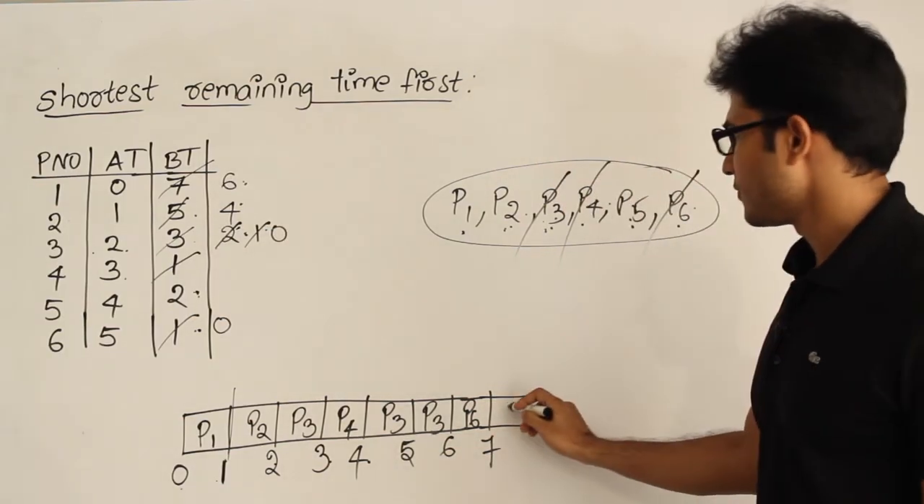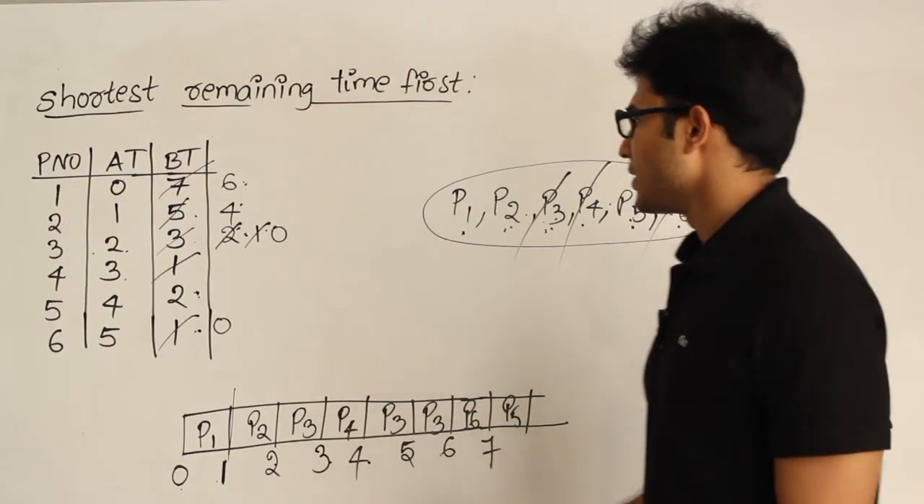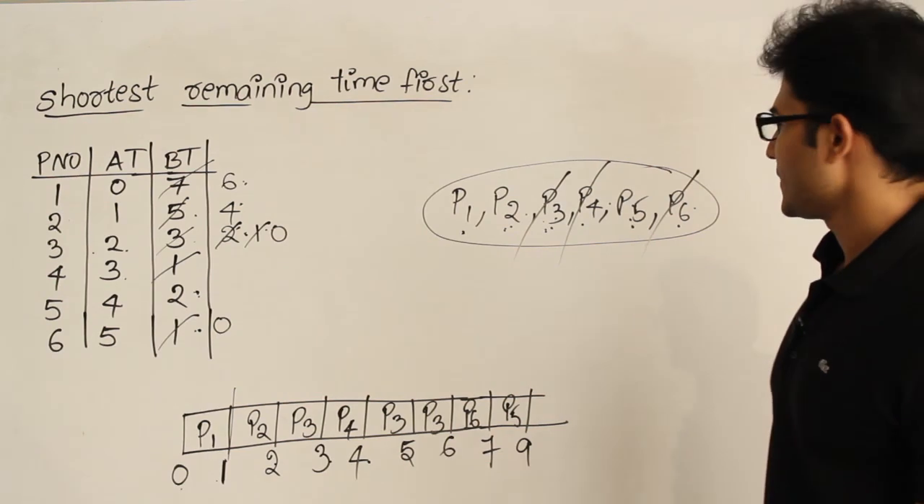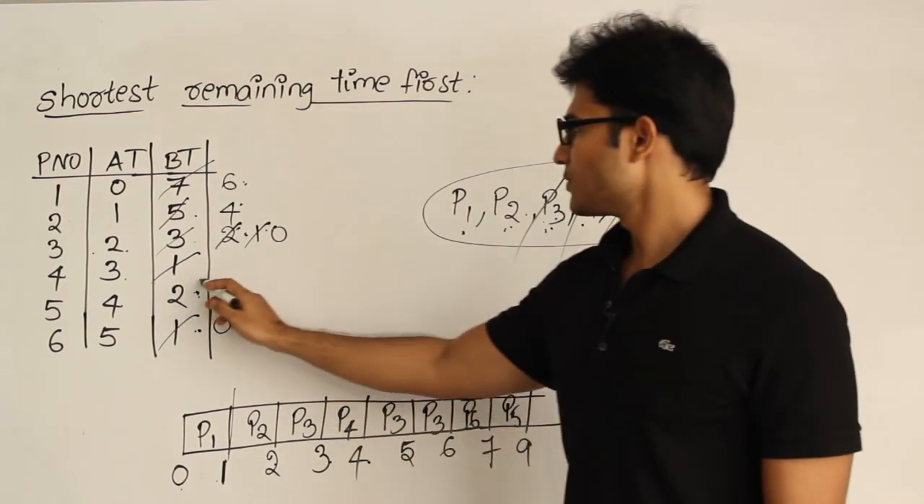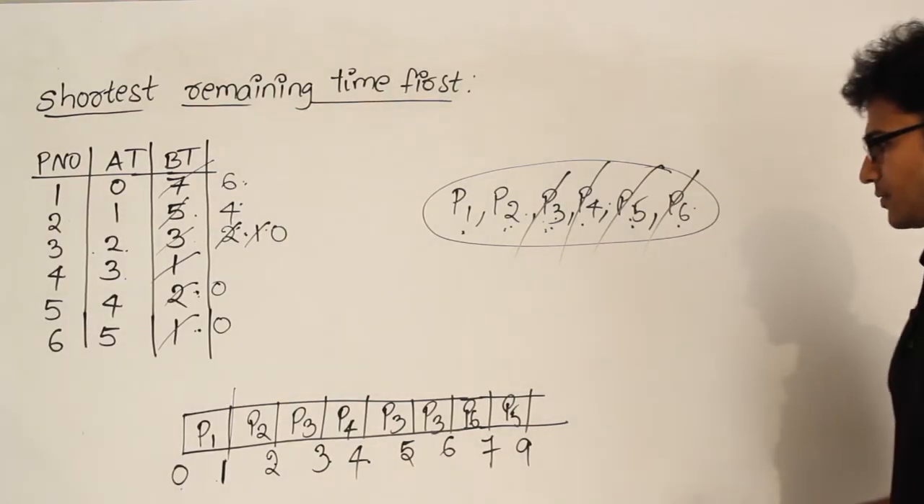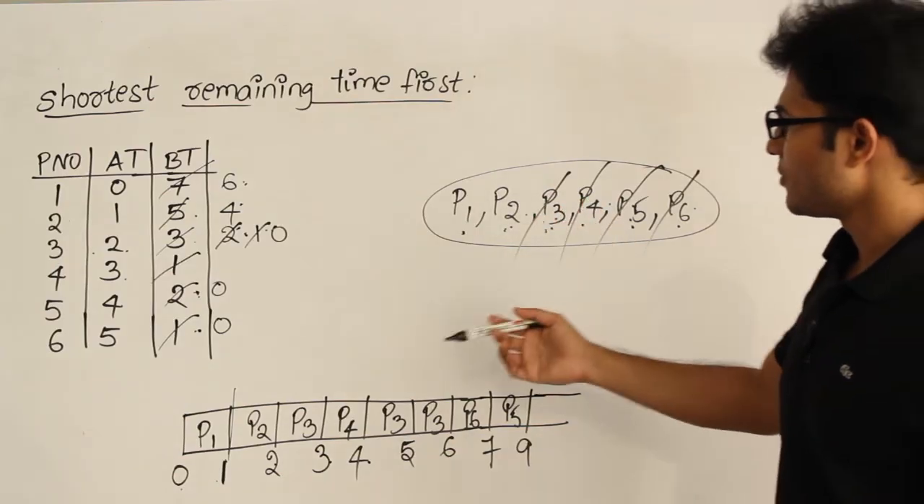Then which one will be picked up first? P5 will be picked up, right? Then what is the time for P5? It is 2 units, therefore it is 9, right? And therefore P5 will be over, which means this will be 0, right? And then which one will be picked up next? P1 and P2 are remaining.